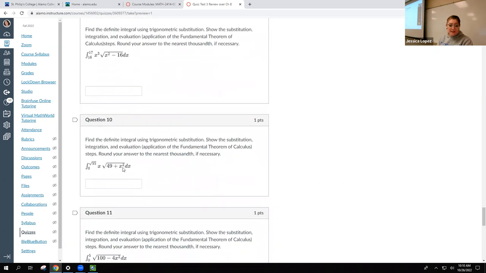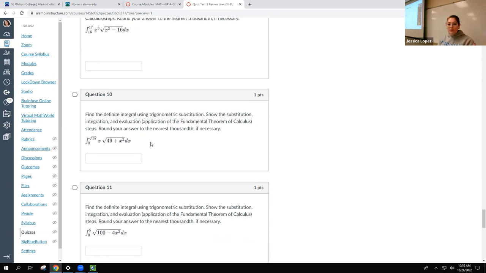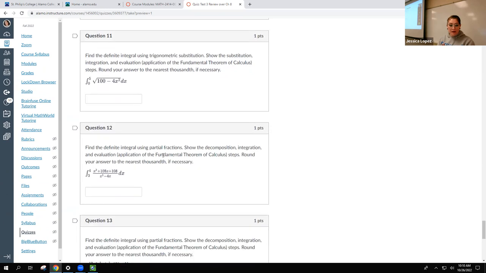And this one is not exactly like this, but kind of like that. See how you have x, right? If you were to let u equal 49 plus x squared, du would be 2x, and you have the x. You would just need to put in a 1/2 when you incorporate du. So this problem could totally be done with u substitution, but because the directions say to use trig substitution, don't use the u substitution. It's totally okay to do it to check, but don't do it as your actual solution, okay?